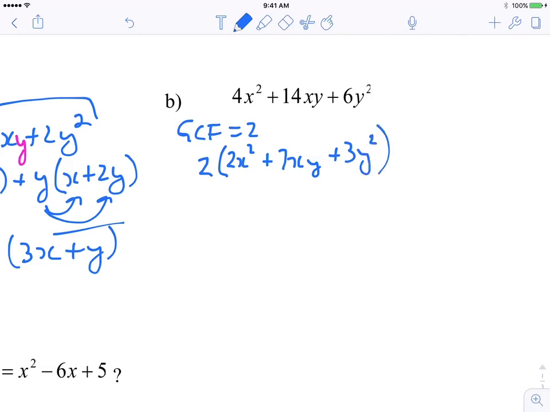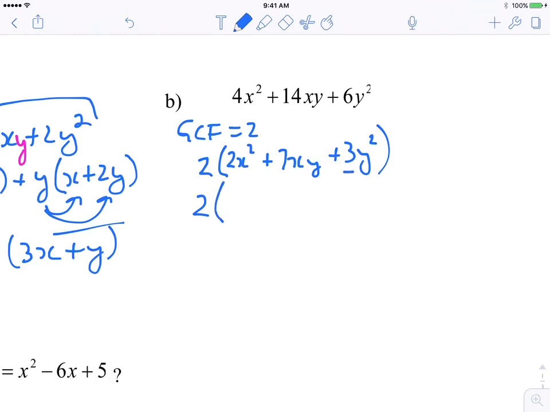So you'll notice we only had a 2. There were no variables in common. We have an x squared here, we have an xy, but there's no x here, so we can't take out an x, and we can't take a y out from each of those terms. So we can only take a 2 out. And now we're going to leave this 2 out and basically do what we've done with the other questions.